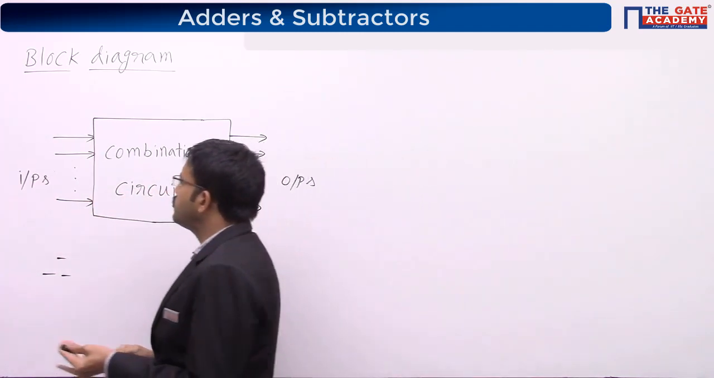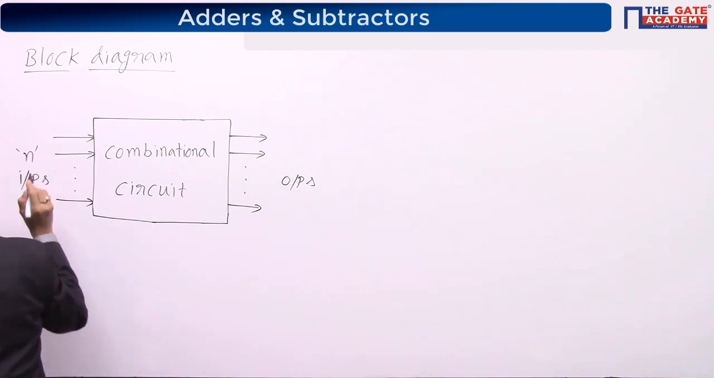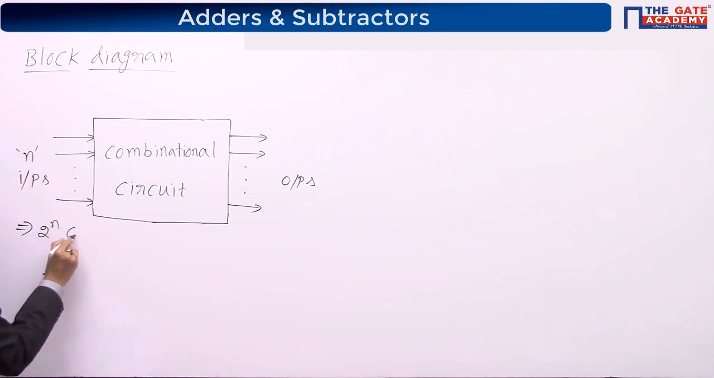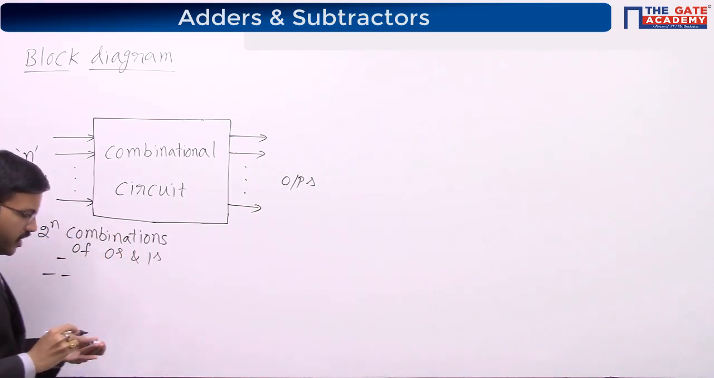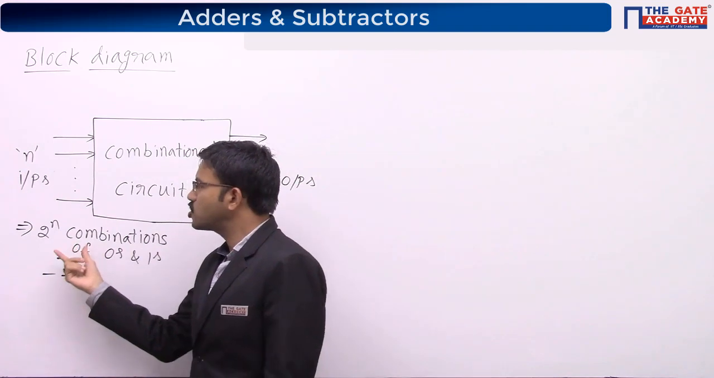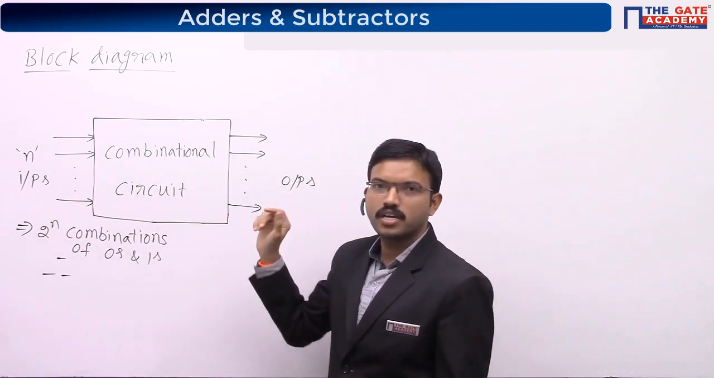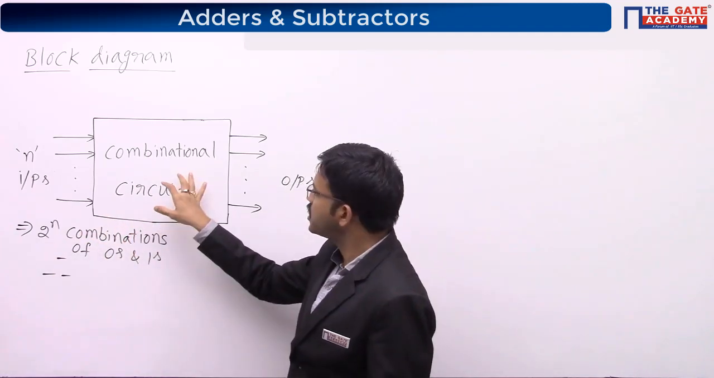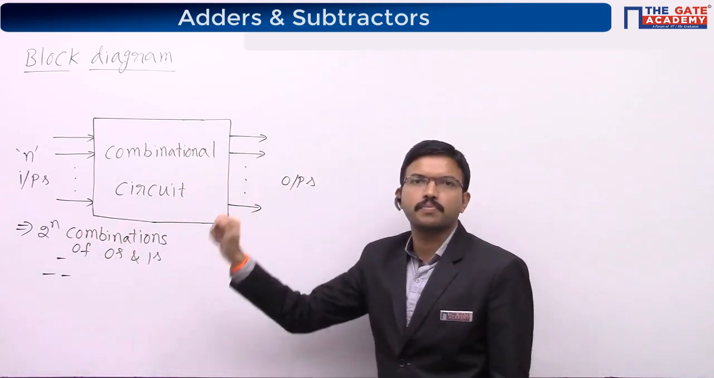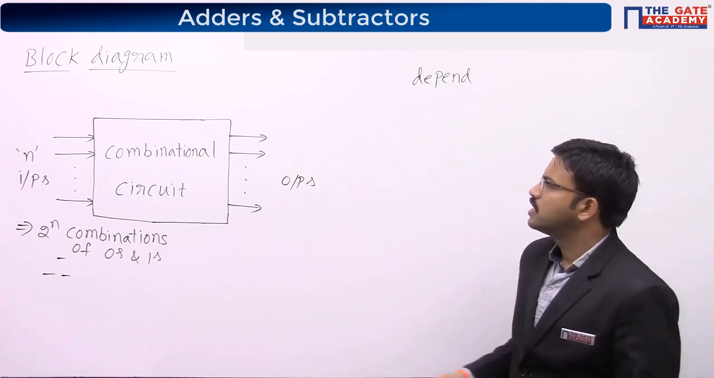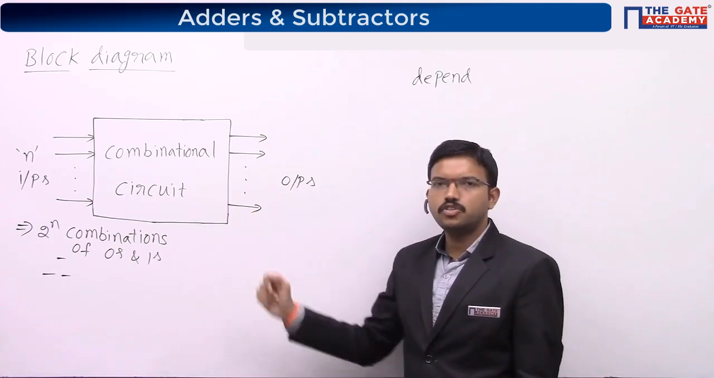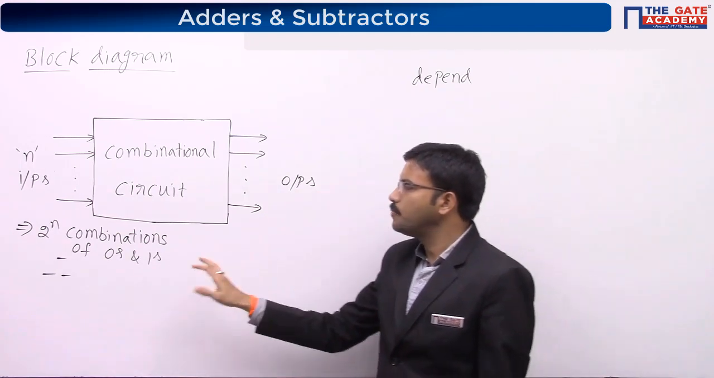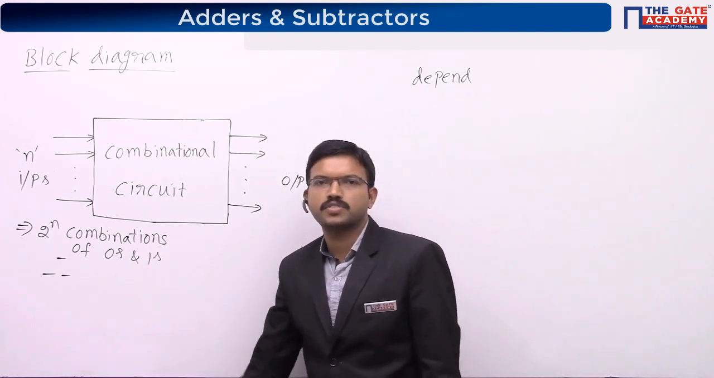Like that, if there are n inputs, then there will be 2 power n combinations of zeros and ones, and each combination of the input will affect the output. Here the output purely depends on the combination of present inputs. Hence we are calling this particular circuit a combination circuit. You can write down: combination circuit is a digital circuit whose outputs depend purely on the combination of present inputs.